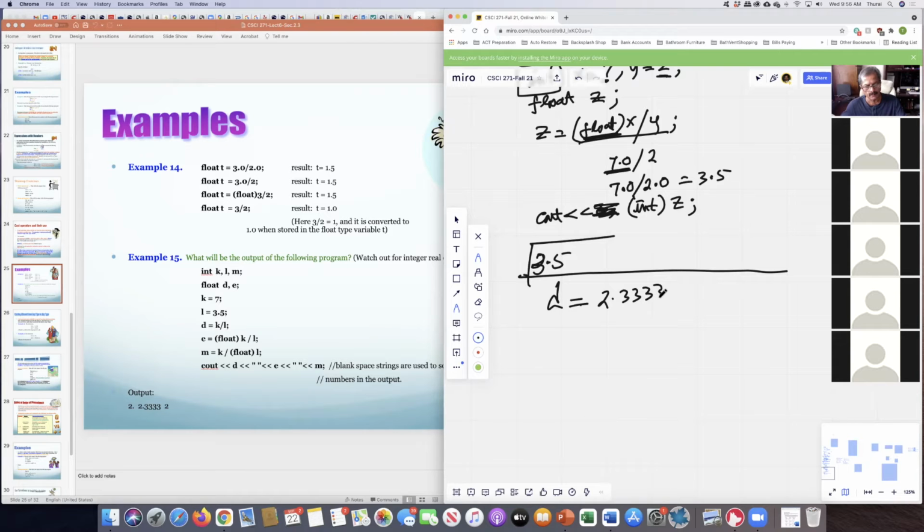In E, you're converting K to float. L is already float. So now both are floats. Still it's the same answer. So E is also going to have 2.3333. Now going over to M, M is equal to K divided by float L. So K divided by float L means converting L to float.